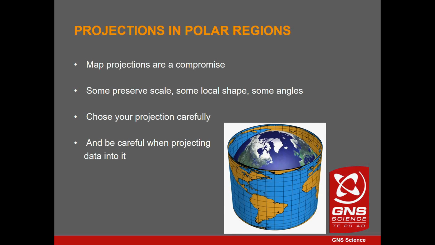So what about projections in polar regions? Well, all map projections are compromises. Some preserve scale, some local shape, and some preserve angles. So you have to choose your projection carefully. You can see in this picture that in the polar areas, the land area is expanded as you go towards the pole.